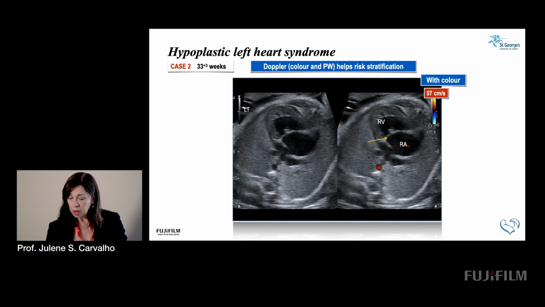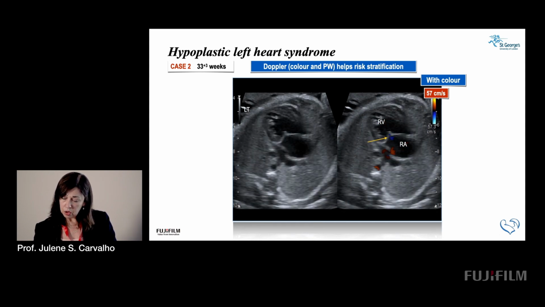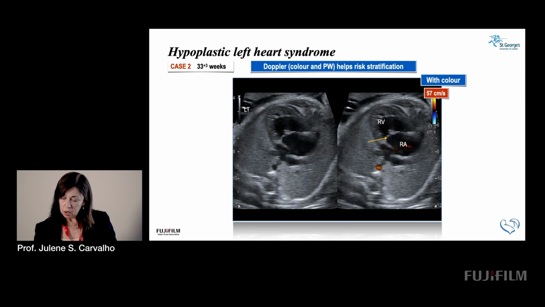When you put the color, you notice that it's very important if you have a case of hypoplastic left heart syndrome to see if there is regurgitation through the tricuspid valve, because this is all information that will help risk stratify for postoperative management. So here we can see a bit of tricuspid regurgitation on a velocity scale that is 57.